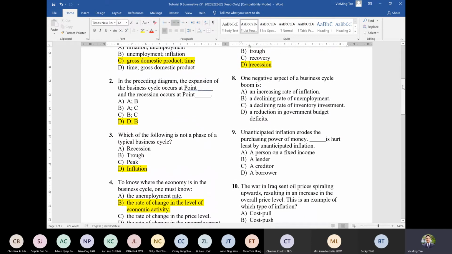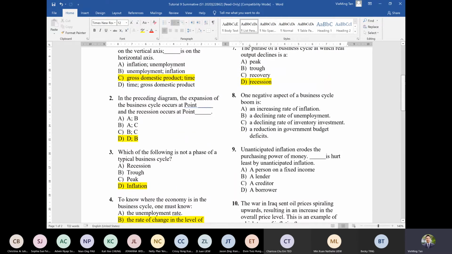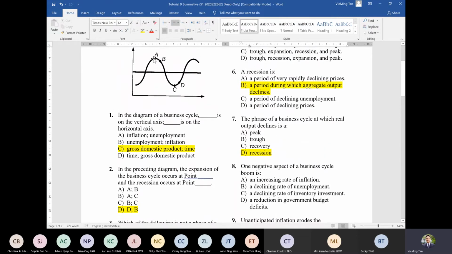So at point A, the unemployment rate is at the lowest level, the minimum rate. So B is not the answer. The declining rate of unemployment is at point D, while A is where unemployment is at the minimum rate.